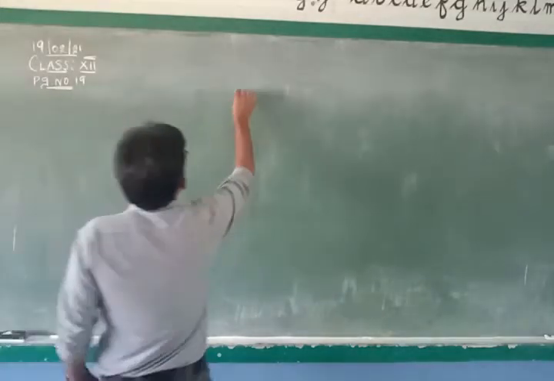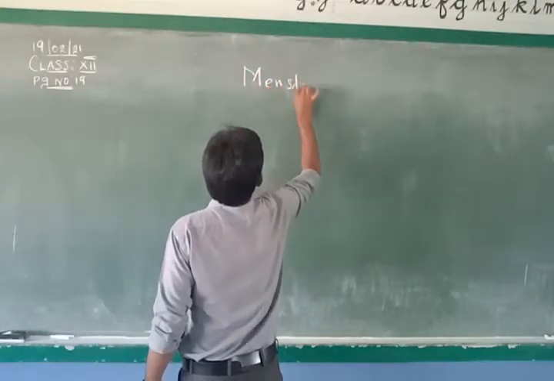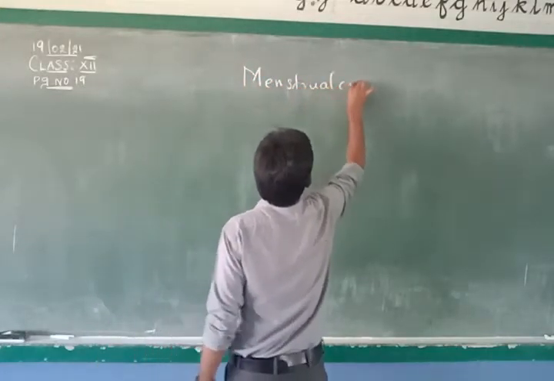Second one, we will be discussing gametogenesis. Third one is the menstrual cycle. Then the last part of it: fertilization, maintenance of pregnancy, parturition and lactation. Okay. So today we will be concentrating on a topic called menstrual cycle.